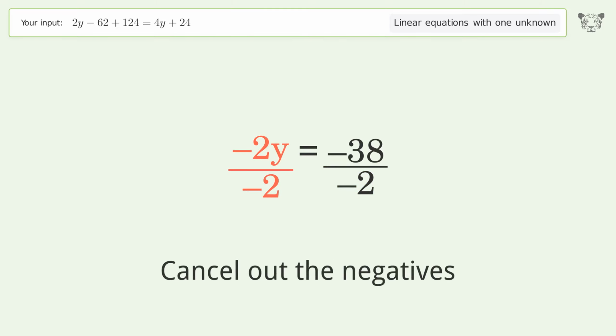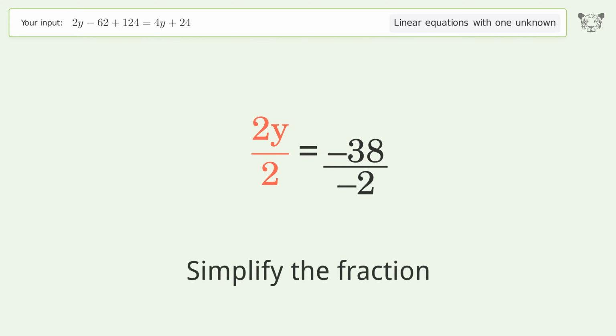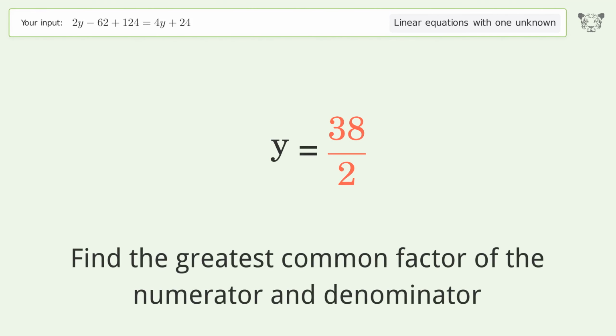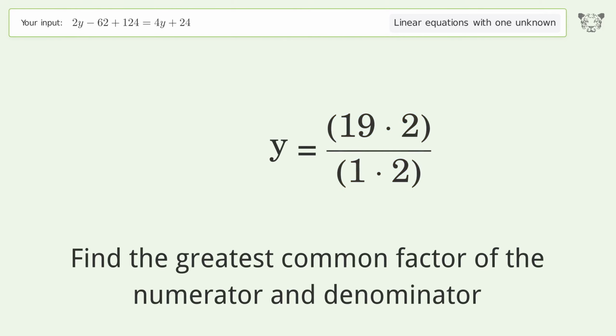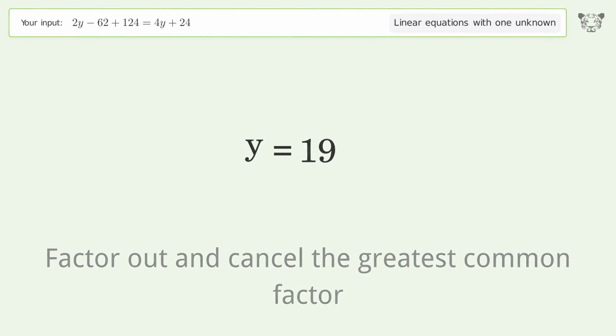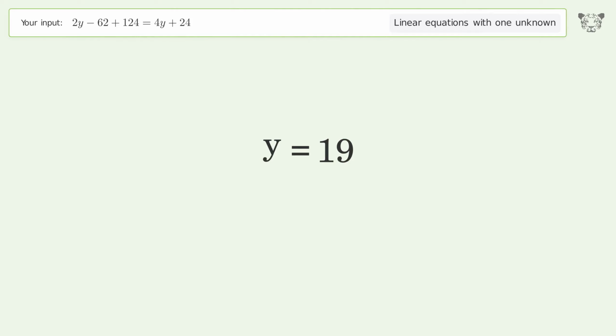Cancel out the negatives. Simplify the fraction. Cancel out the negatives. Find the greatest common factor of the numerator and denominator. Factor out and cancel the greatest common factor. And so the final result is y equals 19.